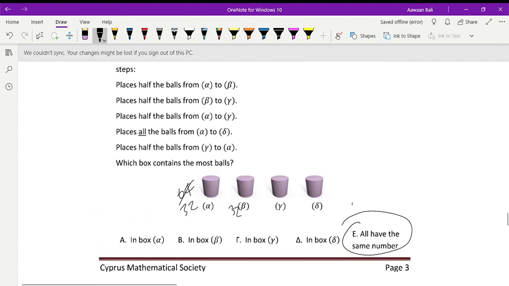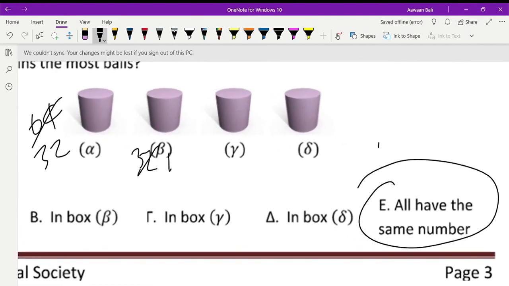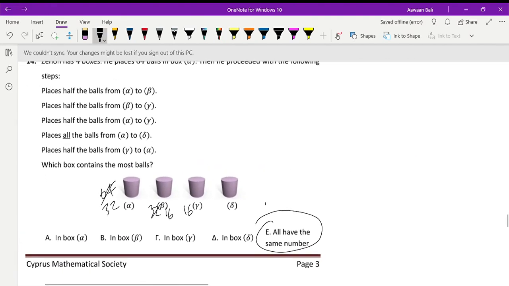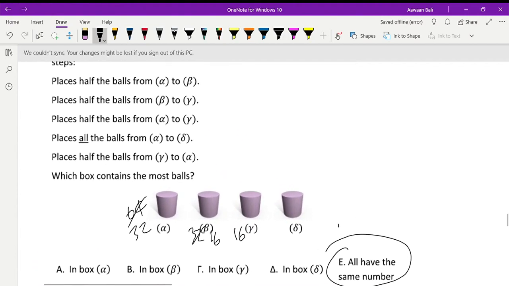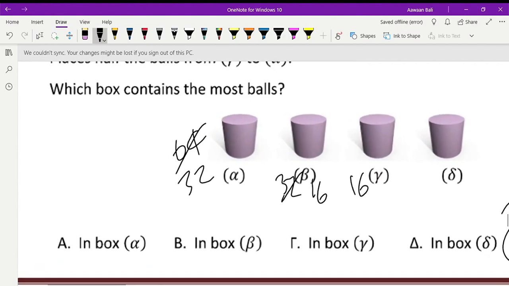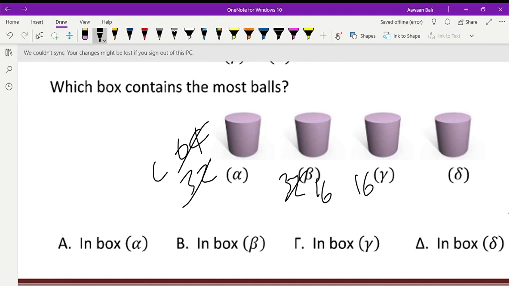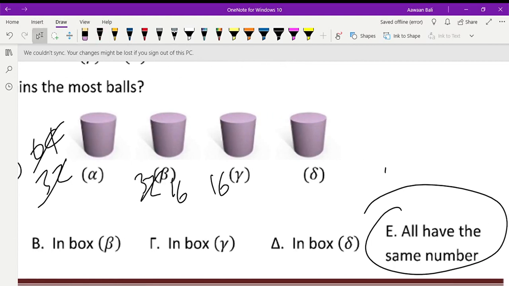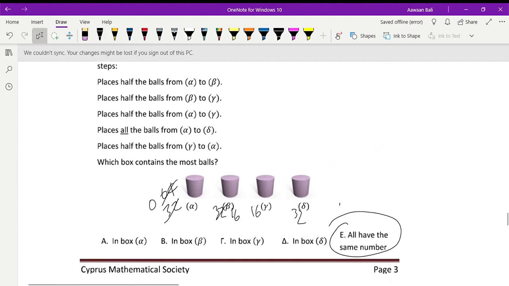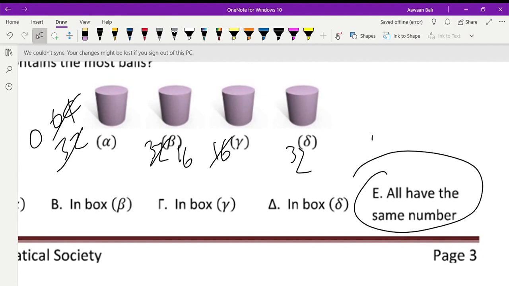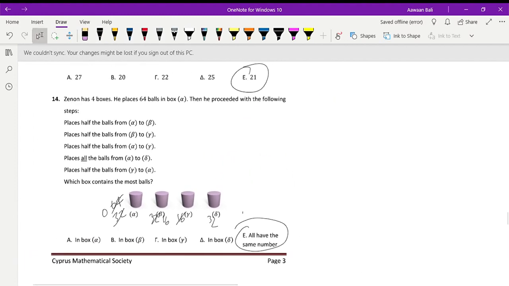Place half the balls from beta to gamma. Half of 32 is 16, so 16 and 16. And then place all the balls from alpha to delta. So there are no more balls here. And there are 32 balls here now. Place half the balls from gamma to alpha. So now, no, sorry.